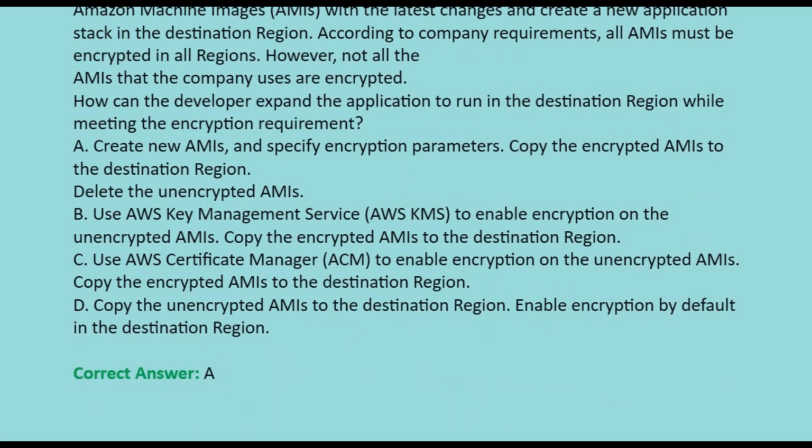Option C. Use AWS Certificate Manager, ACM, to enable encryption on the unencrypted AMIs. Copy the encrypted AMIs to the destination region. Option D. Copy the unencrypted AMIs to the destination region. Enable encryption by default in the destination region. Correct answer is option A.